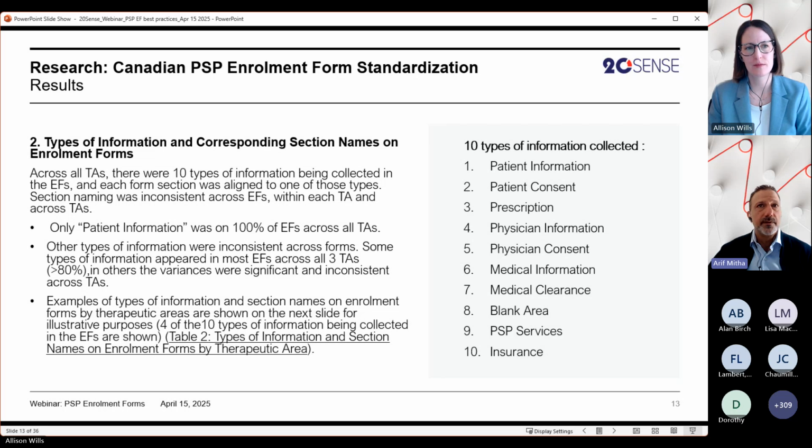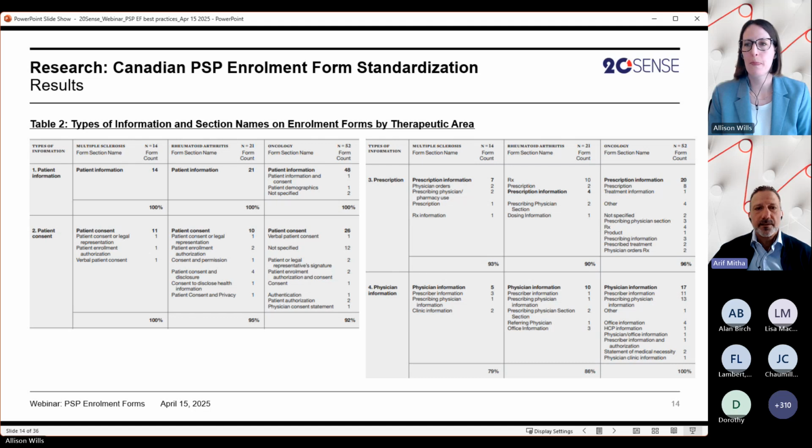The other types were inconsistent, so they weren't on all the forms. Some of those 10 sections appeared on most enrollment forms, like greater than 80%, but in others there were pretty significant variances, and they were inconsistent across therapeutic areas. We'll show you the examples on the next page just to make it real. Yeah, let's go to the next page, Allison. Thank you.